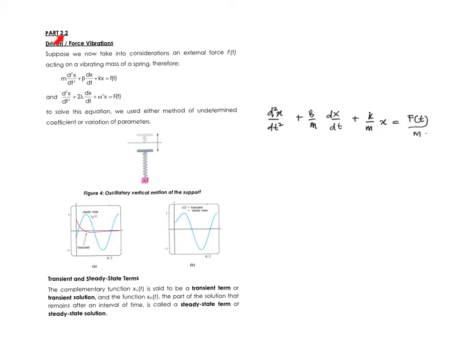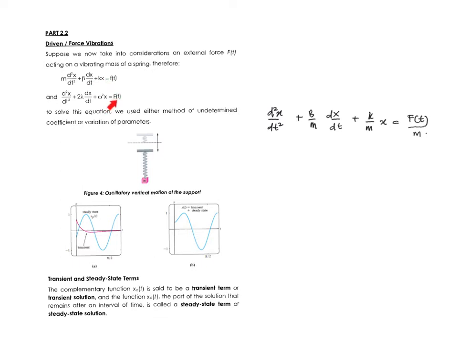Okay, part 2.2, driven or forced vibration. Suppose we now take into consideration an external force f(t) acting on a vibrating mass on a spring. Therefore, m d²x/dt² + β dx/dt + kx = f(t).